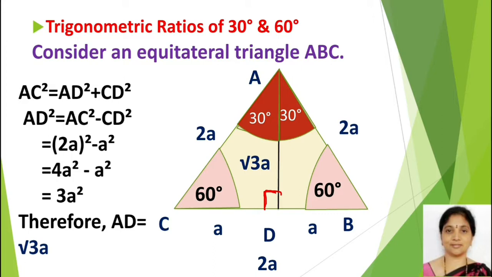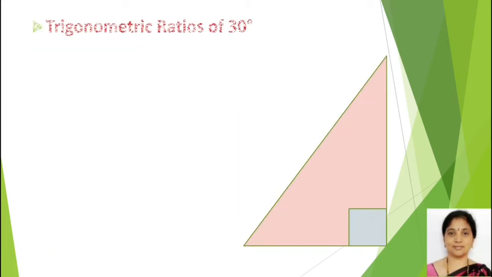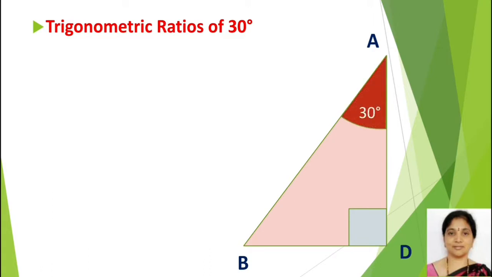Now we know the three sides of the right angle triangle ADC. Okay, so just consider to know the trigonometric ratios of 30 degrees, I am taking triangle ADB, and here we know that at A we have 30 degrees. So AB length is 2a, and AD length, which we just calculated, is root 3 into a, and BD length is a.